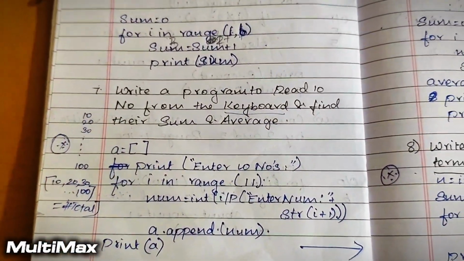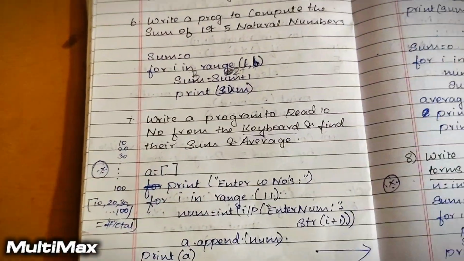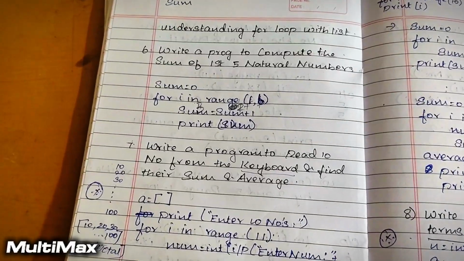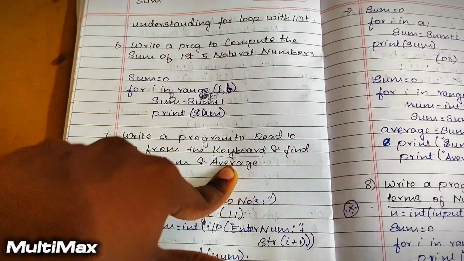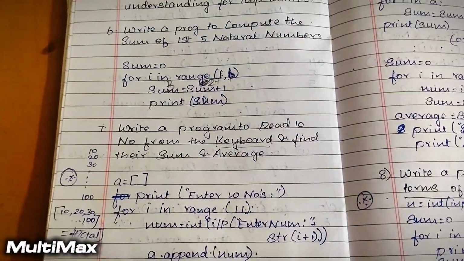Write a program to read 10 numbers from the keyboard and find their sum and average. So this is the question: program to read 10 numbers from the keyboard. So that will be numbers, right? Keyboard means which is input. Guys, these kinds of questions I have already seen in HackerRank. So keyboard means nothing but the input, and find their sum and average.